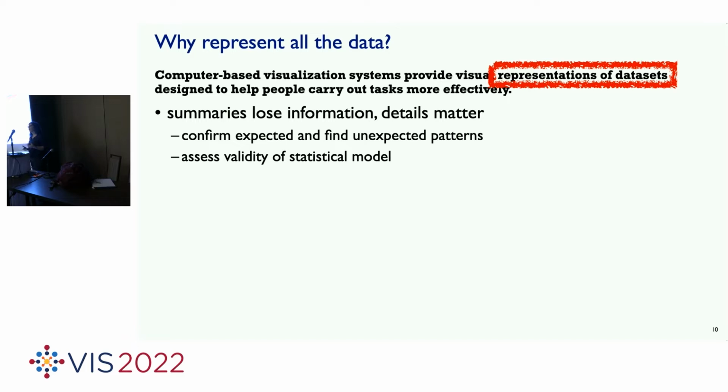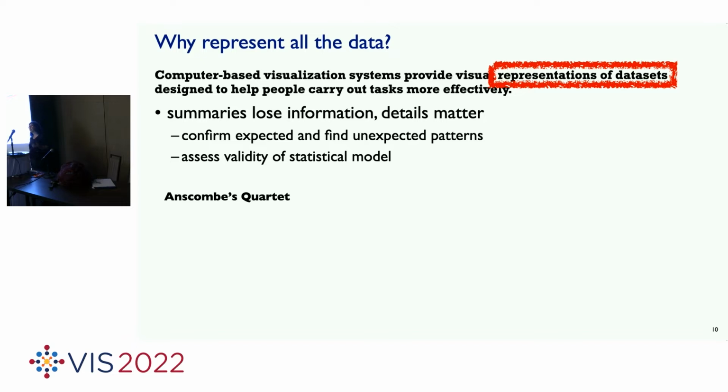So why is it so crucial to represent all the data? After all, we develop statistics for a reason. Statistical summaries are descriptions with great power and insight. So what are we trying to do with the visualization? Often we're trying to give the details underlying the summary, because details matter. You often want to either confirm something that's expected or find something that's unexpected. You might have a model and want to understand, are the assumptions of the model actually correct? And this is the kind of thing that people are often very good at.